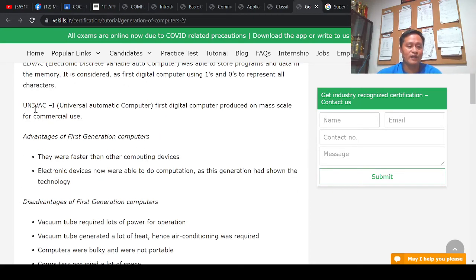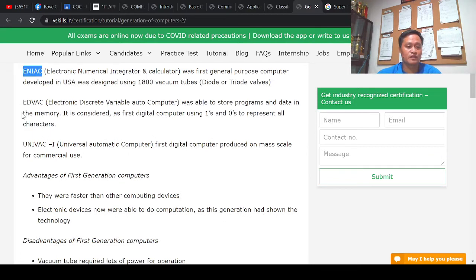And the third one, as part of the first generation computers, UNIVAC, Universal Automatic Computer, the first digital computer produced on a mass scale for commercial use. Actually, the ability of UNIVAC is somewhat similar to EDVAC, but UNIVAC was being produced en masse and being used commercially.